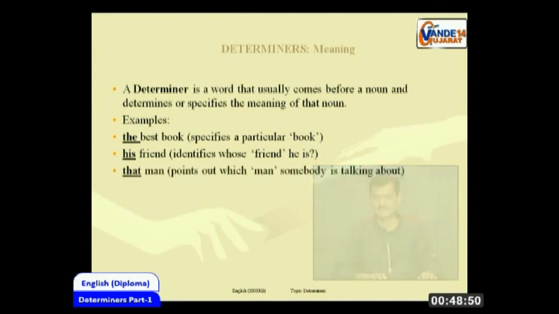Next, that man. Which man you are talking about? I am talking about that man. That man, for example, standing over there. That man, for example, standing under the tree. That man, for example, who is talking on his mobile phone. So this particular word, that, it points out which man somebody is talking about, and in this way it is a determiner. It determines the status of man.